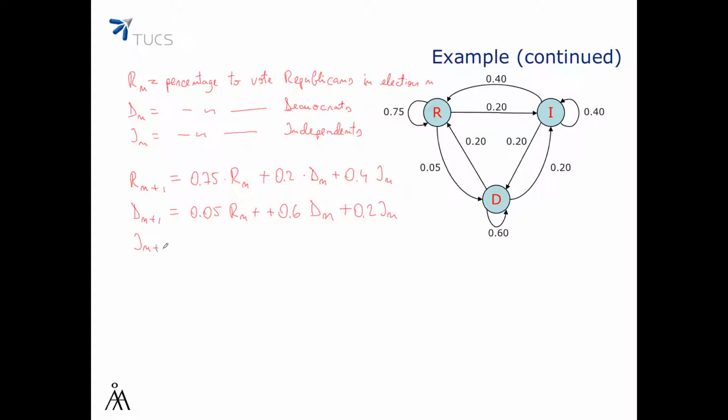And finally, we can write for independents, they will retain 40% of those who voted independents last time, and they will get 20% of those who voted Republicans last time, so 0.2 Rn, plus they will get 0.2 of those who voted Democrats last time. So we can plug this model in some standard spreadsheet calculator, and we can observe the long-term behavior of this model, which looks like this.